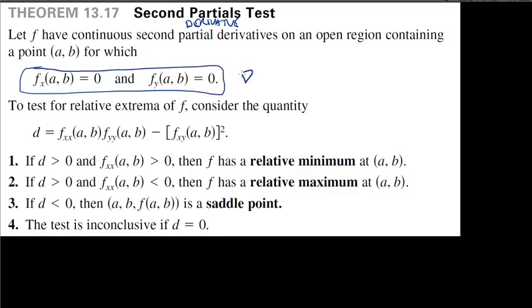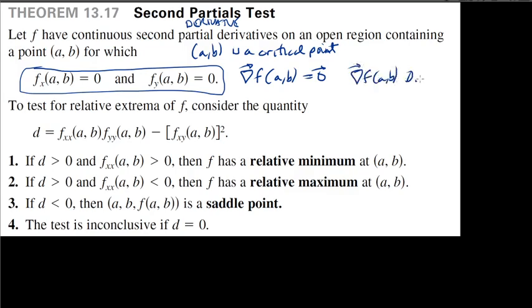In other words, the gradient of f at the point (a, b), at the critical point, is 0. So this point (a, b) is a critical point, but only because the gradient is 0. This won't work exactly if the gradient does not exist, which is why you're not going to see that, pretty much not at all, not in the homework here. Okay, so we have a critical point. Now we want to test, is it a relative maximum or a relative minimum?